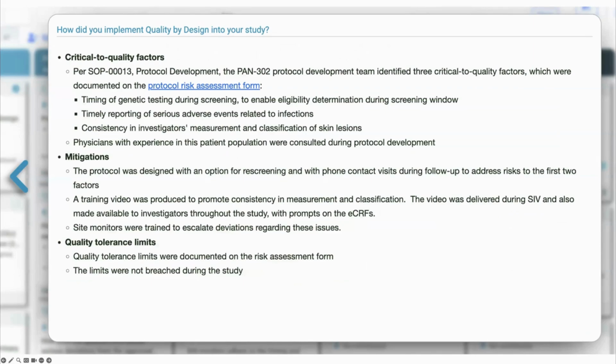I'm just displaying here an example of the kind of storyboard that you might create to show how you implemented quality by design into your study. And so this storyboard highlights the SOP that defines how critical to quality factors are documented, and then the mitigations that were put into place for this particular study. And again, this is all hypothetical, but it's an example of the kind of storyboard that I envision the teams that I work with creating as they move forward.